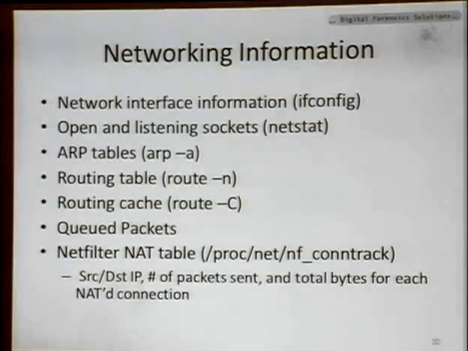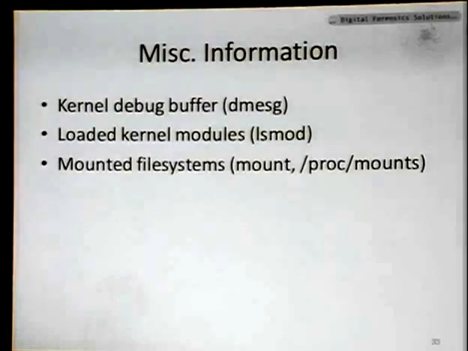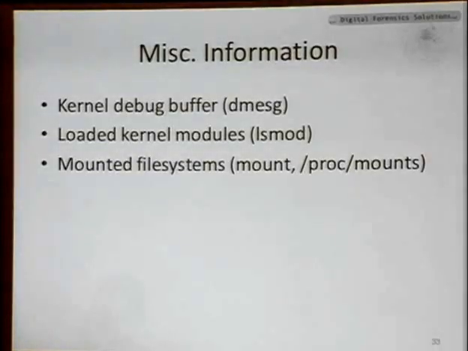You can get open files of a process and sockets. A bunch of networking information. You can get basically the same information you get if you hit ifconfig, the gateway and all that good stuff. Open sockets with netstat, ARP tables, routing cache, all kinds of cool stuff. You can get the kernel debug buffer, just as if you would be typing dmesg. You can find all the loaded kernel modules, which would be very useful because most Linux rootkits are kernel modules. And see a list of file systems, a bunch of cool stuff.